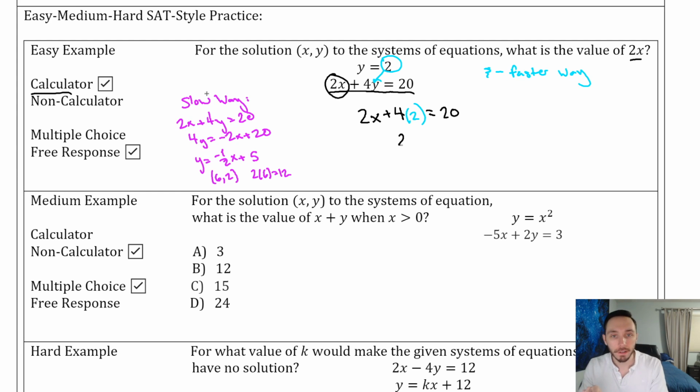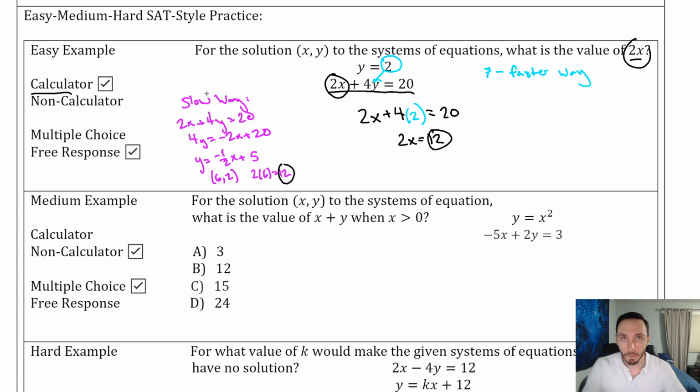Move that 8 over, so I get 2x is equal to 20 minus 8, which is 12. And I don't even have to solve for x here, because I'm being asked for the expression 2x in the first place. So there's a 12, that is your answer. And notice how much faster that was.